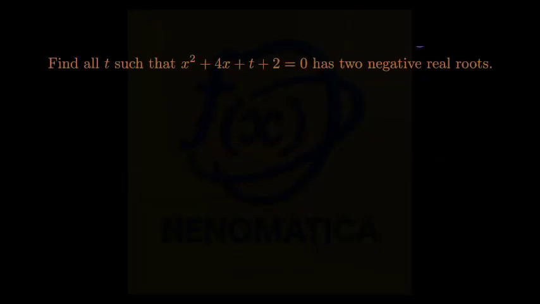In this lesson, we will find all values of t for which the quadratic equation x squared plus 4x plus t plus 2 equals 0 has two negative real roots. We will translate this question into 3 simple conditions, check each condition for our specific coefficients, and then combine the results on a number line.